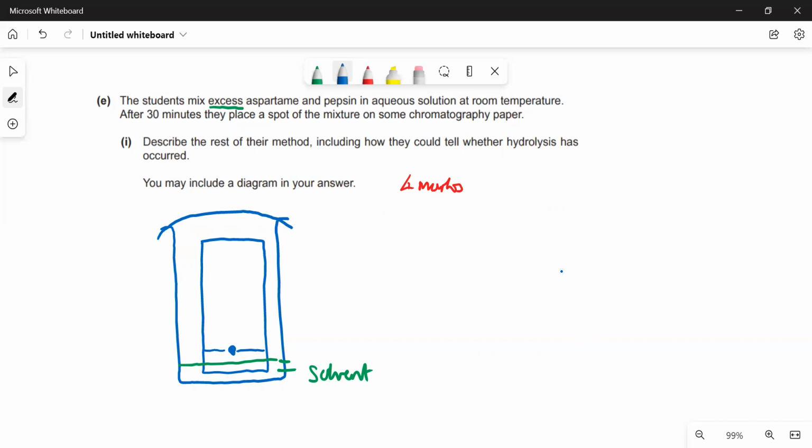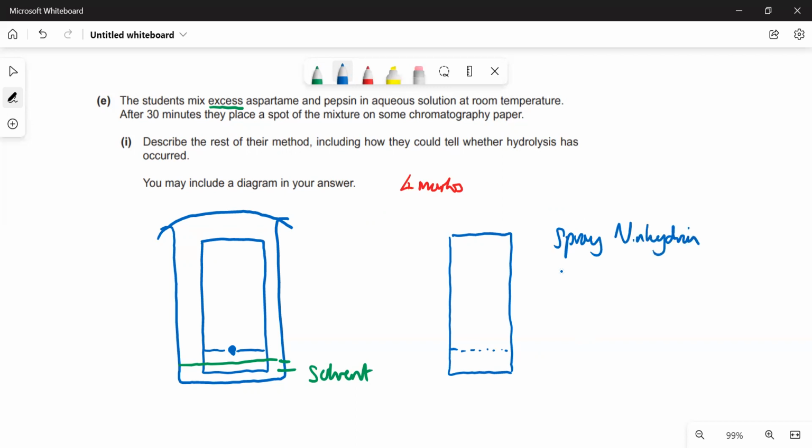Okay, how can you tell whether the hydrolysis has occurred? Well, you take the paper out afterwards, and you won't be able to see anything on the paper because amino acids are white and colorless, and you can't see them. So you need, there's a start line. You need to spray with ninhydrin, which will react with amino acids to form colored spots. Alternatively, you can look at it under UV light because most amino acids will absorb UV.